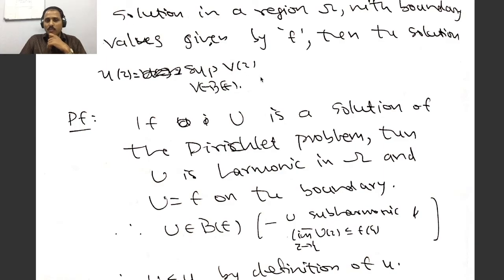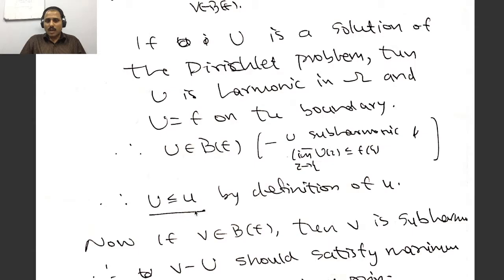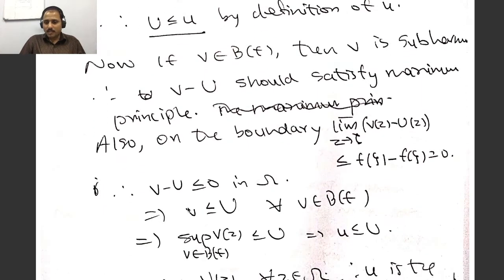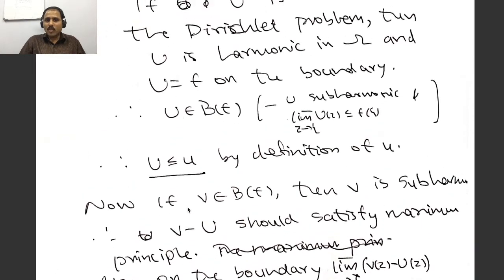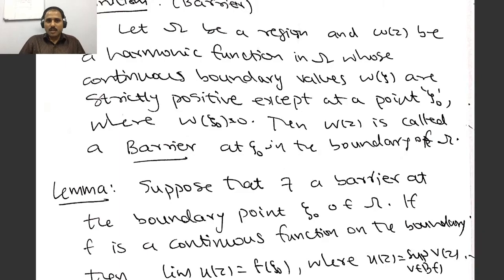That means the supremum of v(z) with v belonging to B_f. That is easy to prove. I think I will skip the proof for you. Now onwards I will not prove anything. I skip the proof here. So if a solution exists, that solution is the solution given by this u(z), which we just showed to be harmonic. Now there is a notion called barrier.